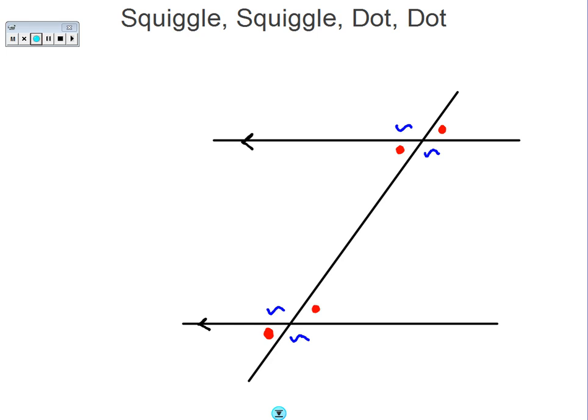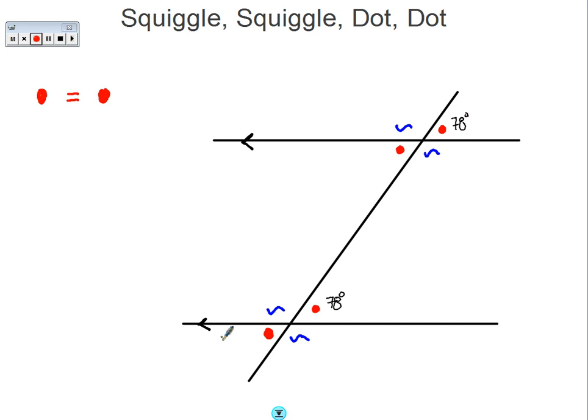So the first relationship that we want to make sure that we identify is that all dots are equal to all other dots. Okay? So for example, if this angle was 78 degrees, then all the other dots would be 78 degrees.